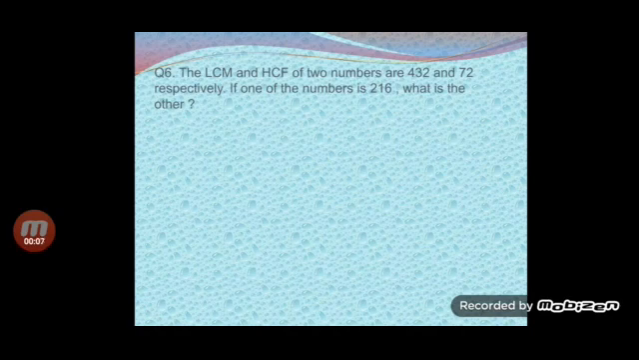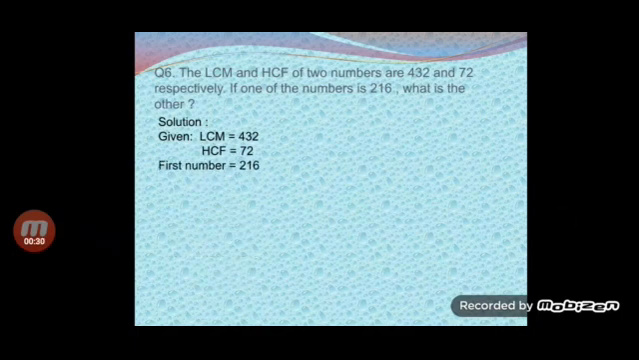If one of the numbers is 216, what is the other number? So let's see. Here we are using the formula. We have to use that formula: product of two numbers is equal to LCM into HCF. So let's see. LCM is equal to 432. HCF is equal to 72.